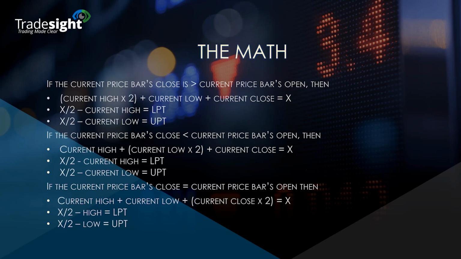And then again, if it's an equals day, and like I said, those are rare, it doesn't happen often. It's probably more likely to happen in futures than stocks. What are the odds that Apple's going to open and close at the exact same price every day? Then we're going to take just the current high plus the current low, plus 2 times the current close. And that's our X for the day. Then we still take X divided by 2 minus the high of the day as your lower pressure threshold, so further down, and X divided by 2 minus the low of the day as your upper pressure threshold.